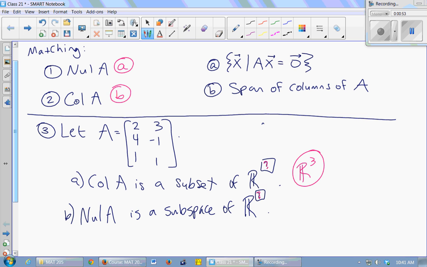And then the null space of A is a subspace of R2, right? So it's all the vectors that you would multiply by this matrix to get 0, 0, 0. These vectors just have 2 entries because you multiply each row times that column vector, so they can only have 2 entries. So this one's R2.